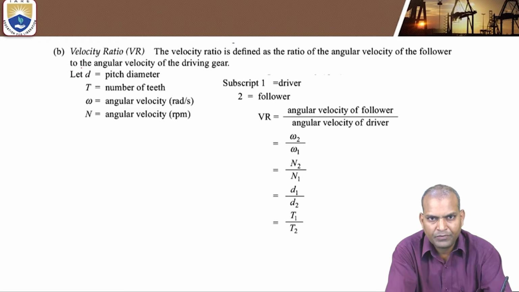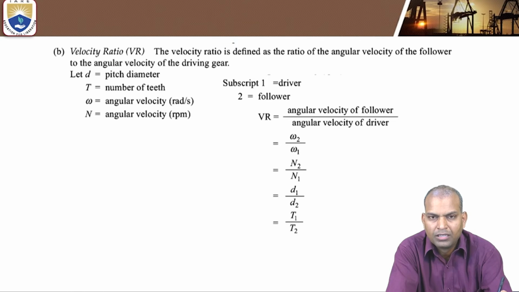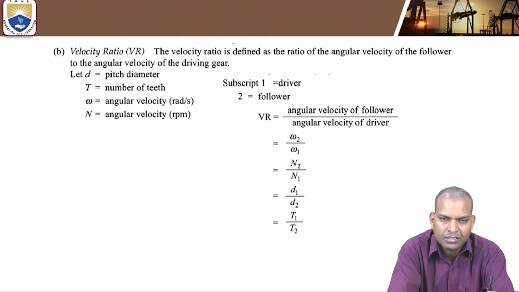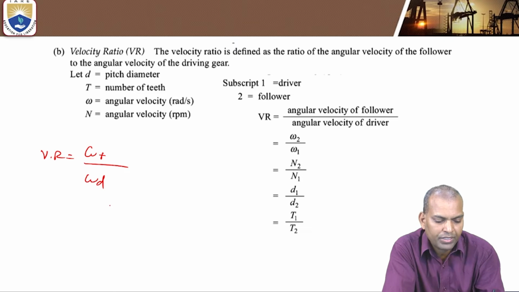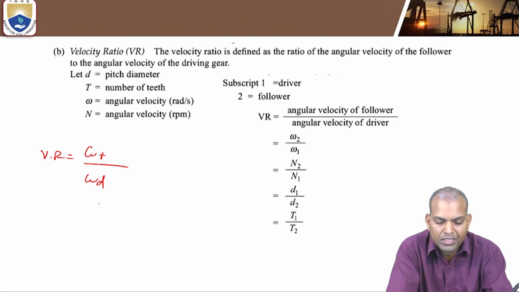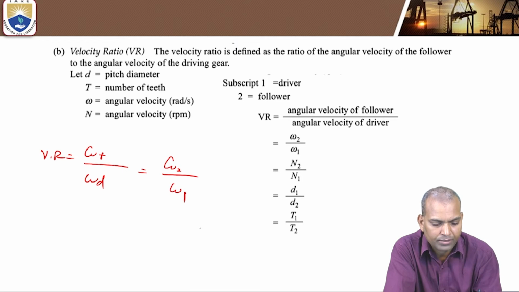The next important term after the gear ratio is velocity ratio. What is the velocity ratio? It is the ratio of the angular velocity of the follower, or driven pulley or driven gear, to the angular velocity of the driver gear. Now this velocity ratio is omega of follower by omega of driver. If we consider subscript 1 as the driver and subscript 2 as the follower, follower is subscript 2, driver is subscript 1.